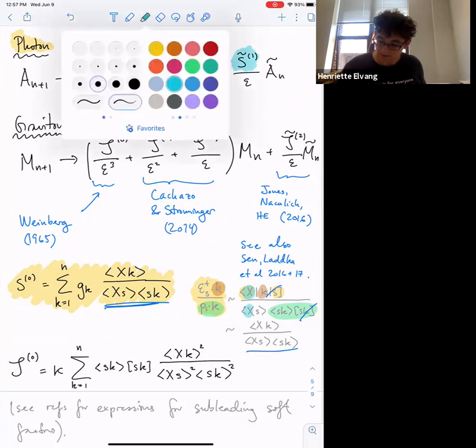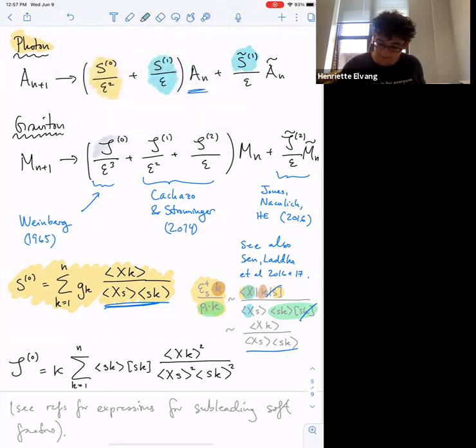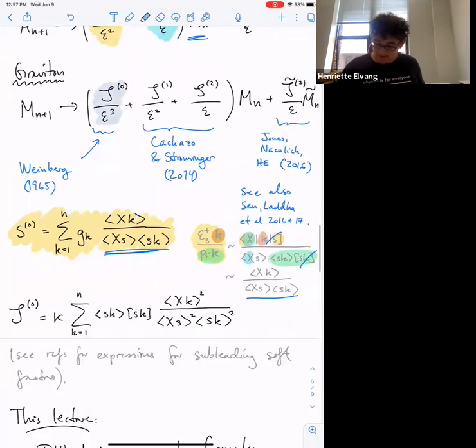Similarly, for gravitons, there's a leading soft factor, which has a similar expression to that for the photon, except now instead of the charge being there, that's the overall gravitational coupling, there's something that basically looks like a momentum of sk. So that you can think of as gravity couples to energy, right? This is the Mandelstam variable that basically sits here. This is actually an sk, so to speak.